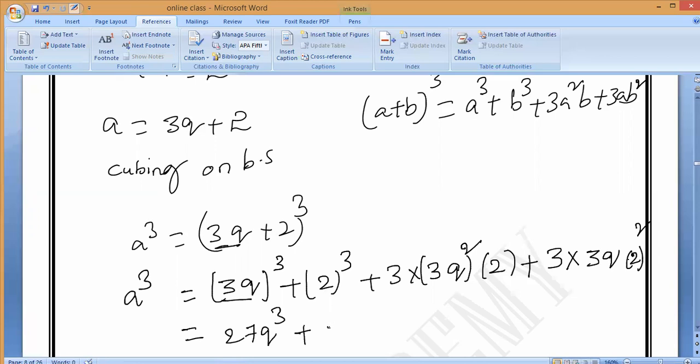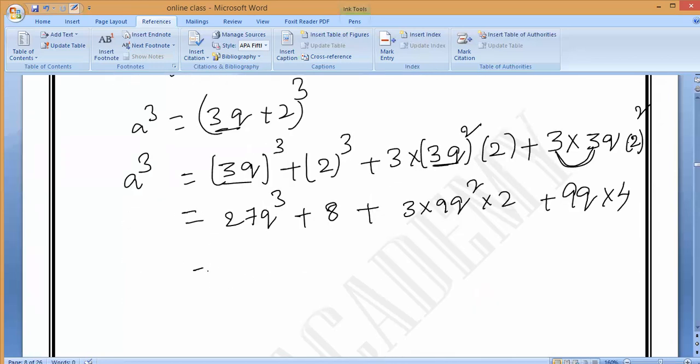Plus 8. Plus 3 into 9q square into 2, and 3 into 3q into 4, that is 9 into 4.